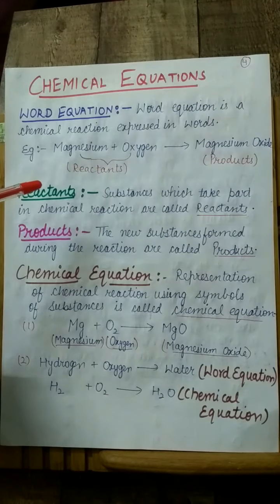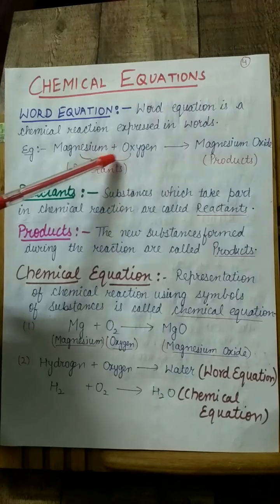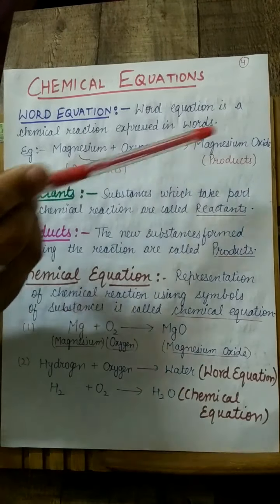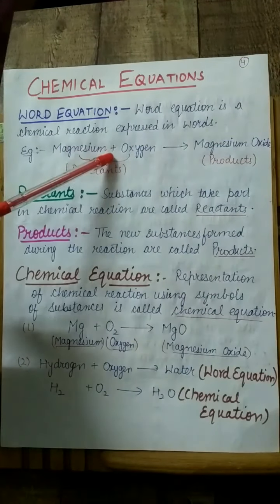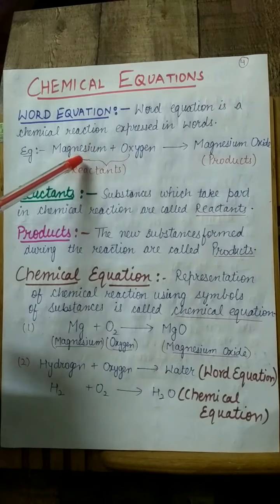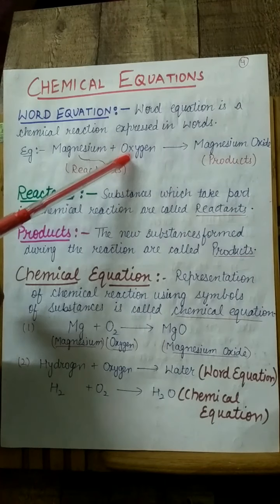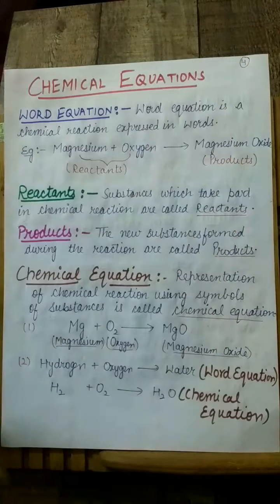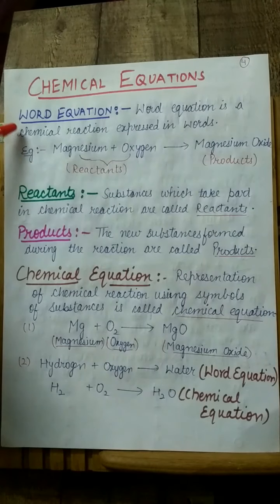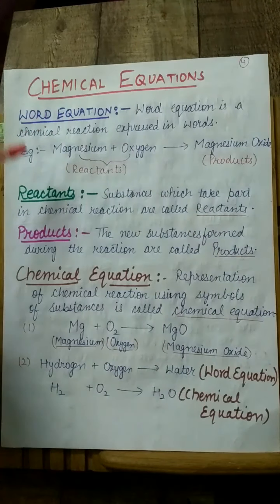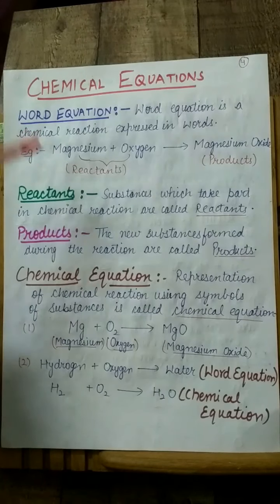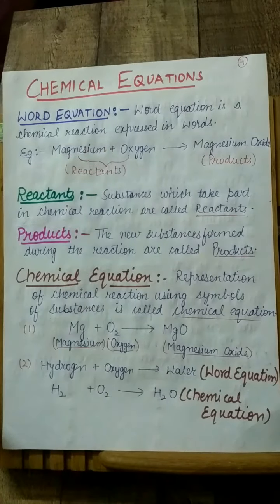Here, how will we write it? Magnesium plus oxygen gives magnesium oxide. Plus means reacts. Here magnesium reacts with oxygen to form magnesium oxide. So this is what a word equation is, because we are writing everything in words.